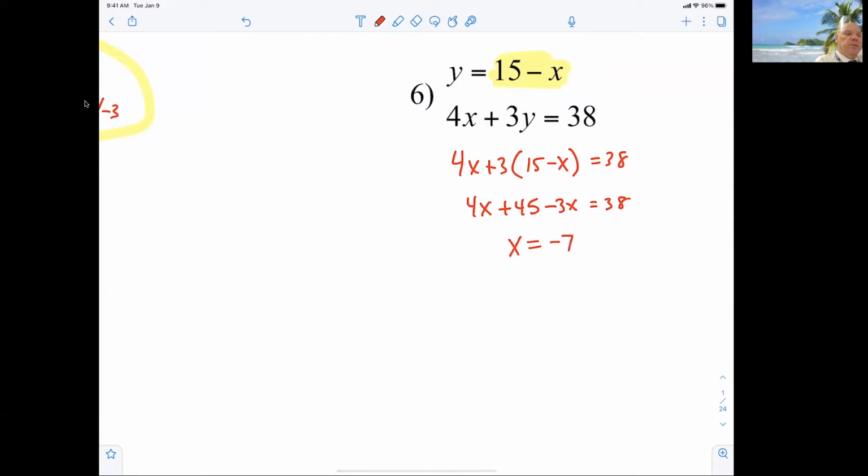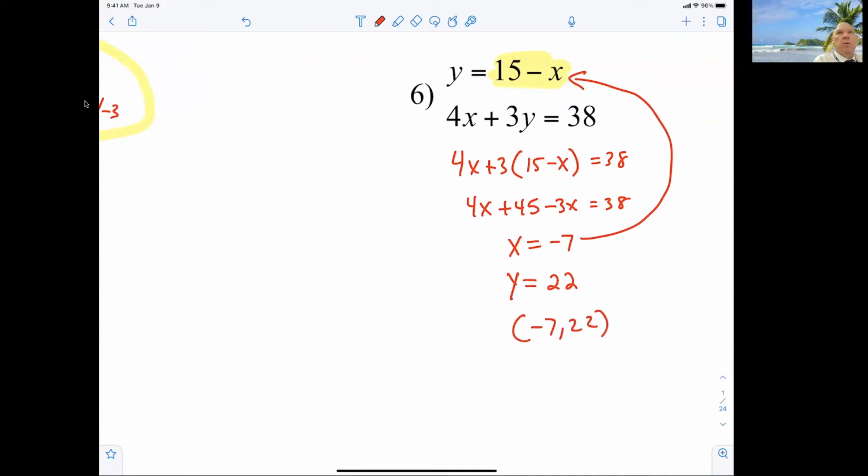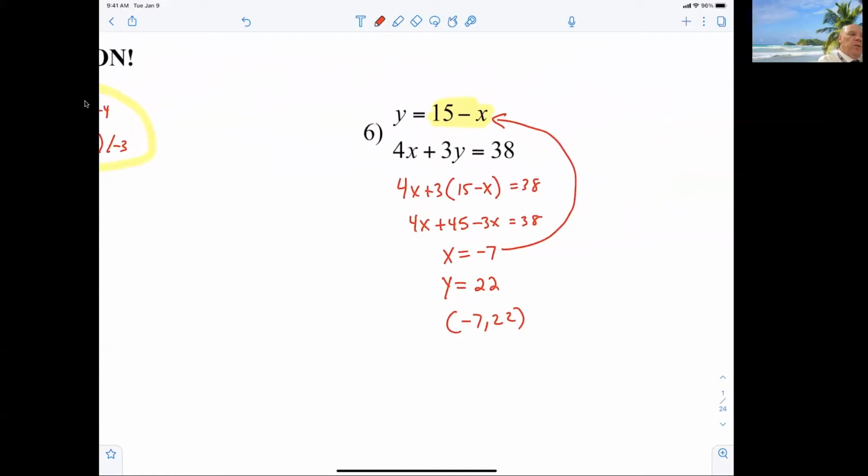I think it's -7. Now that we know x is -7, we're going to come back up here, plug it in, so we know y is what? 22. So the answer is -7, 22. Now we're just going to quickly double check on the calculator. Is the first equation good? Yeah, the second equation we have to convert.